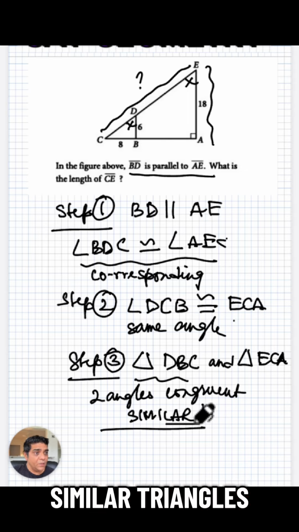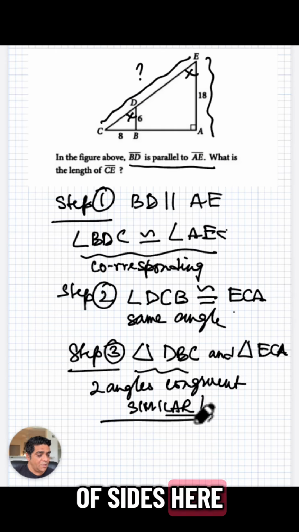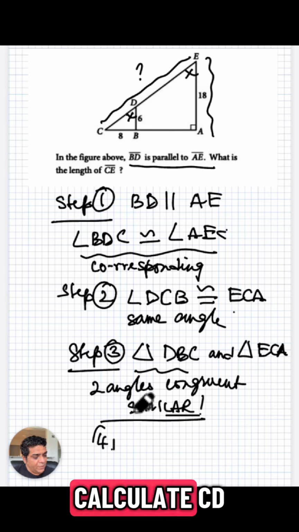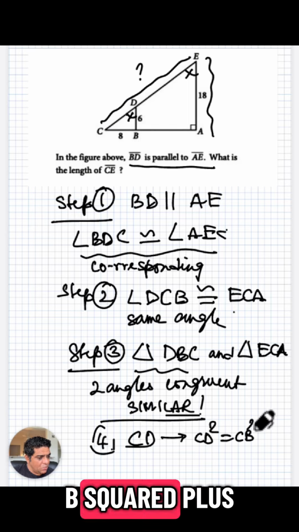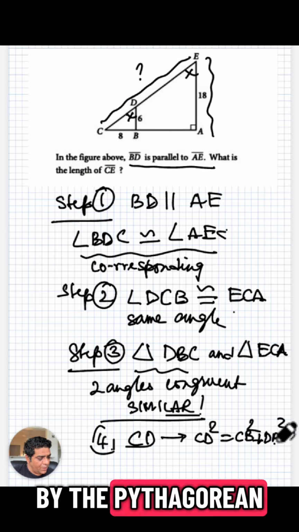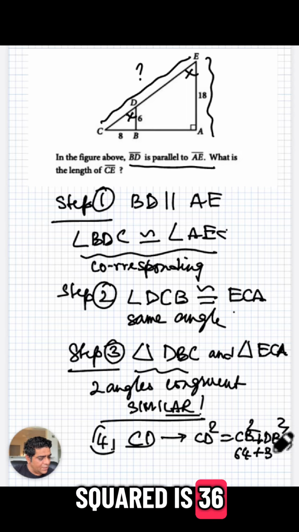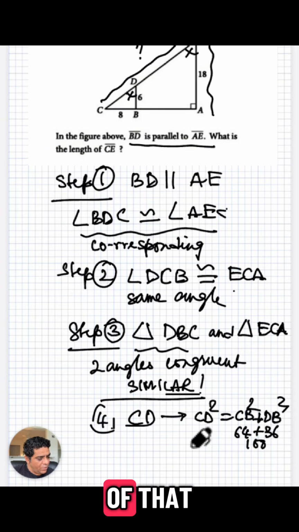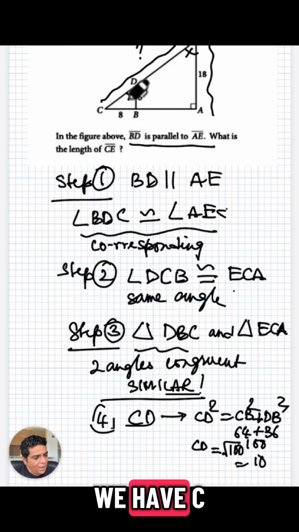So remember, with similar triangles, the ratio of sides is going to be equal. So let's set up a ratio of sides here. Before we do that, let's use the Pythagorean theorem to calculate CD. CD squared is CB squared plus DB squared. So we have 8 squared is 64 plus 6 squared is 36, that's 100. In order to calculate CD, we take the square root of that. So CD is the square root of 100, which is equal to 10. So we have CD equal to 10.